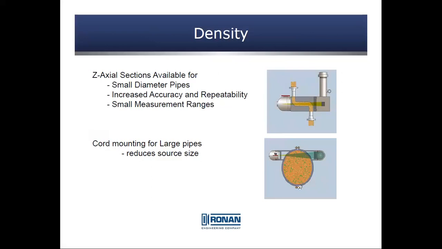Sometimes there are really large pipes where people need to measure density. In that case, we don't necessarily make a measurement through the center. We go off to one side. We call that chord mounting. That helps us reduce the source size.